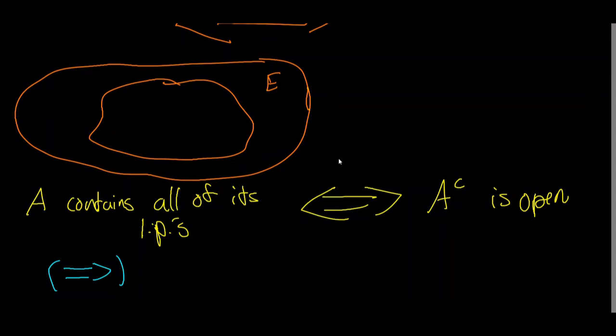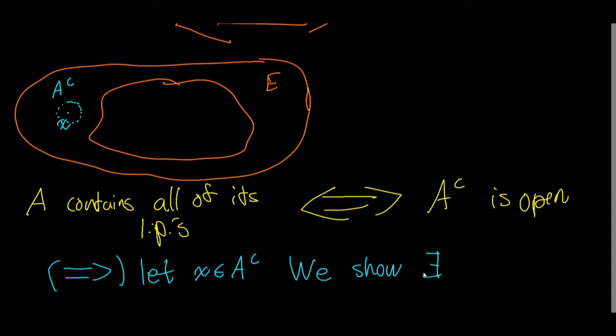Well, how do we show that a set is open? We need to show that for any point in the complement of A, say for any x in the complement of A, there exists some open ball centered at that point x entirely contained in the complement of A. So, let x be any point in the complement of A, we show that there exists an open ball centered at that x entirely contained in the complement of A.